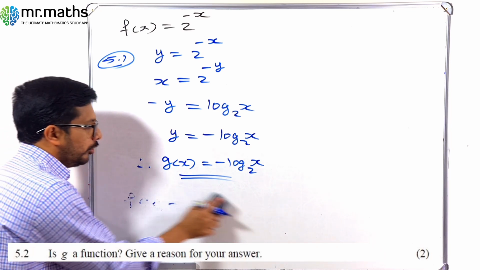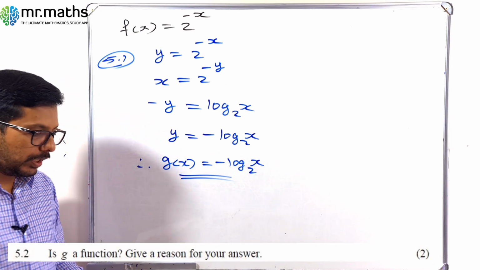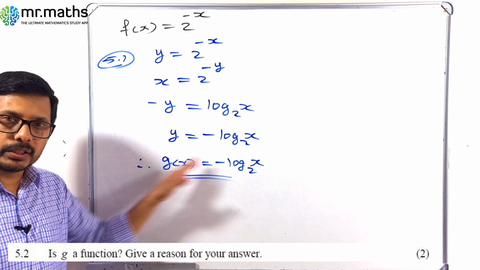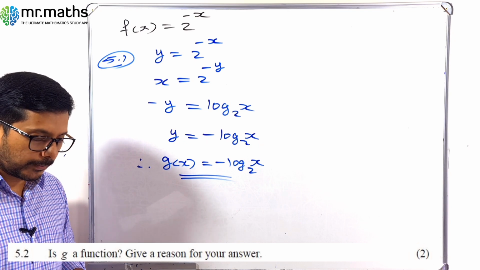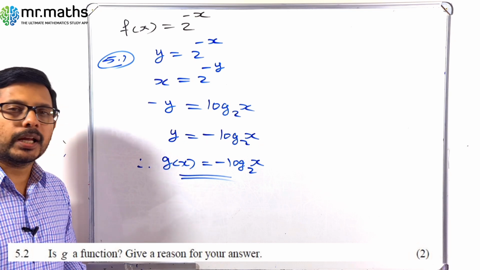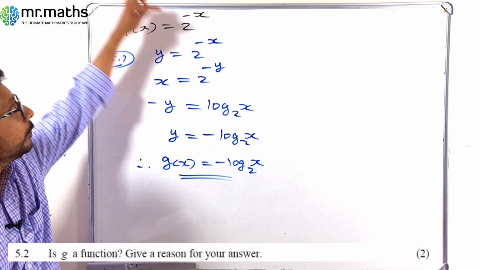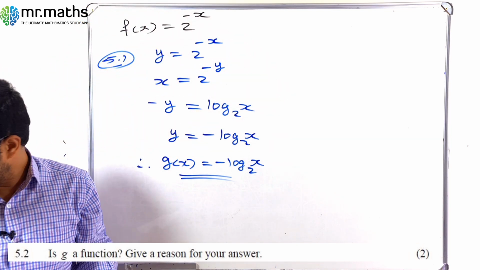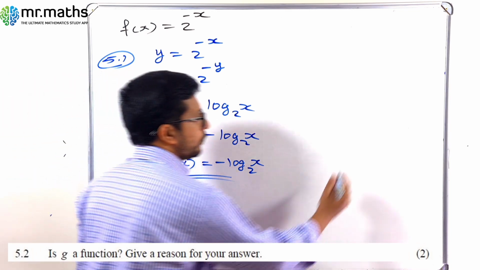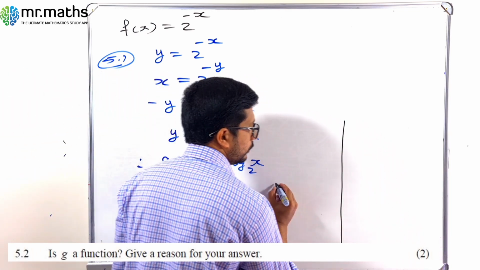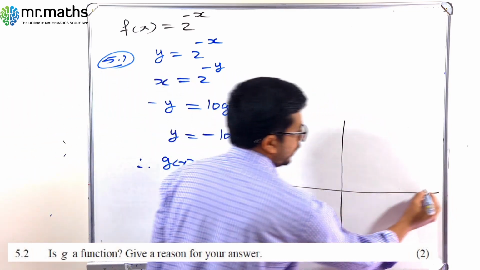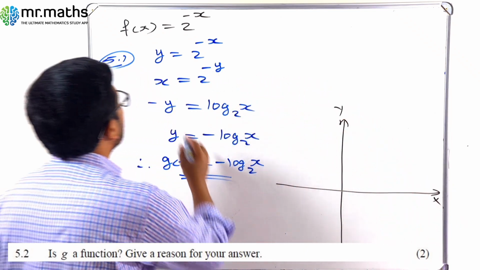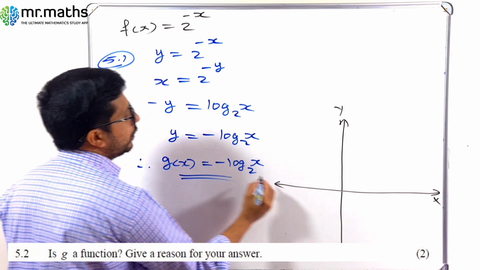Now the next question, 5.2: is g a function? This g of x, this inverse graph, is a function? Give reason for your answer. Okay, so I told you this f of x is 2 raised to minus x. Let me try to draw that graph there. Assume that this is the x-axis and this one is the y-axis. Okay, so how can you draw the graph here?